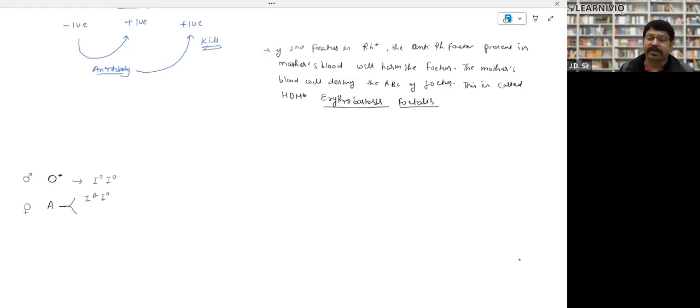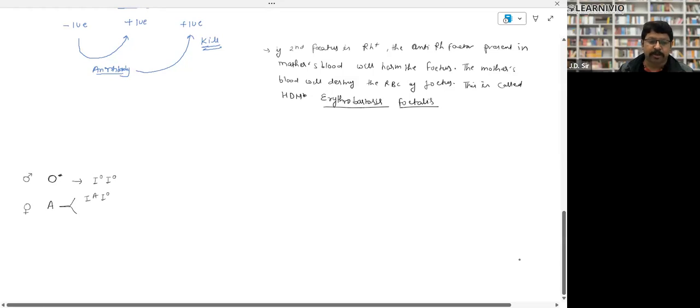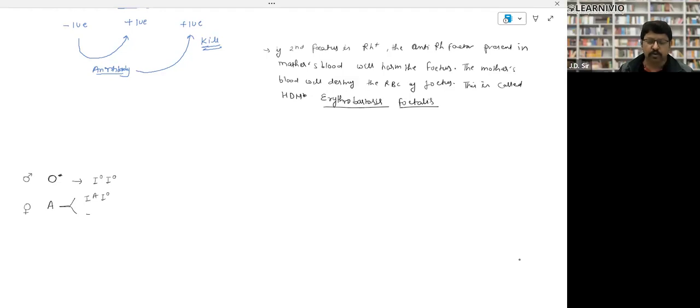So O blood group will always be there in a homozygous state, right? Because O is recessive. Here A is dominant and O is recessive. So dominant will show itself: IA IO we call heterozygous A, and IA IA is homozygous A. Is that clear? Yes, sir. So first make the first combination.